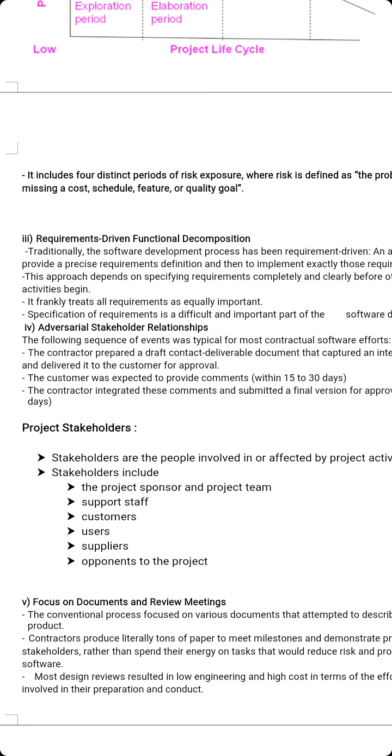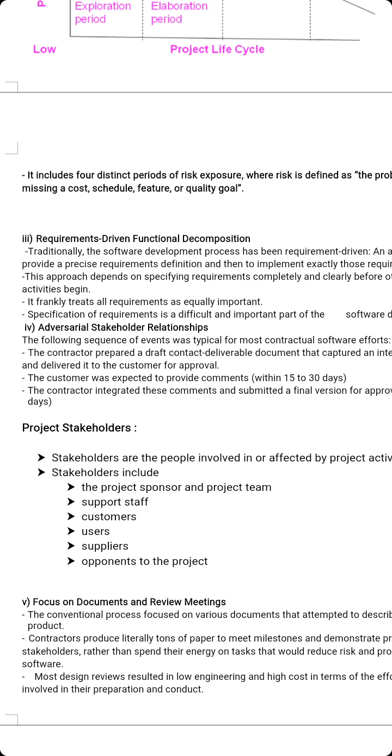The last one is the focus on documents and review meetings. What he is doing is focusing on the documents and review meetings. The conventional process focused on producing various documents that attempt to describe the software product, with insufficient focus on producing tangible increments of the product itself. Without keeping interest, they are sending the projects. Major milestones were usually implemented as meetings defined solely in terms of specific documents.